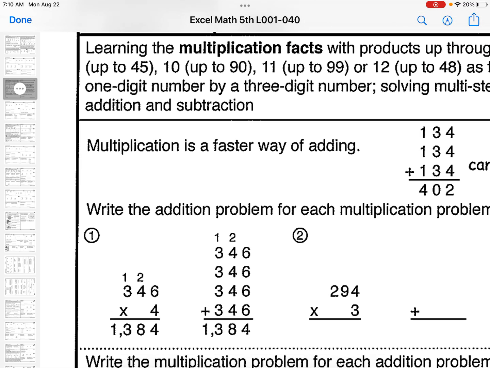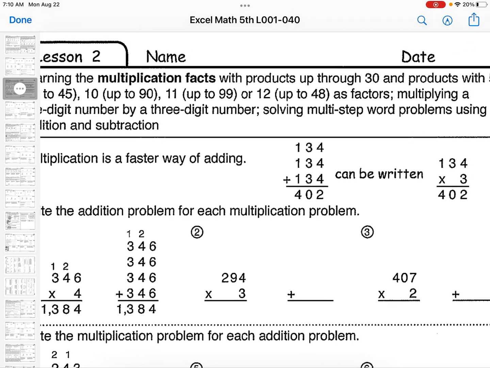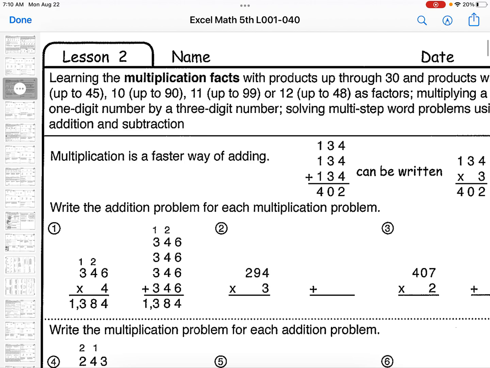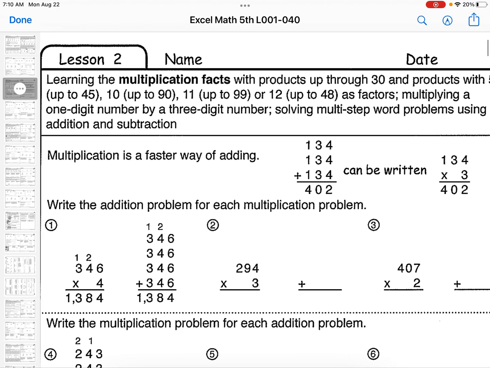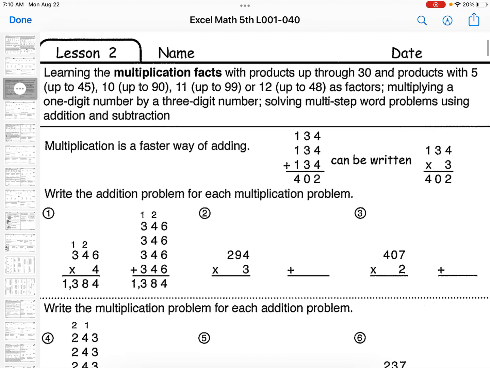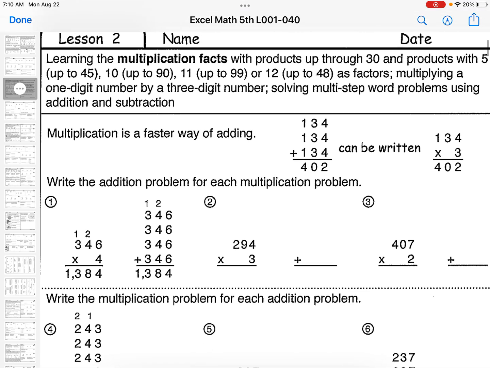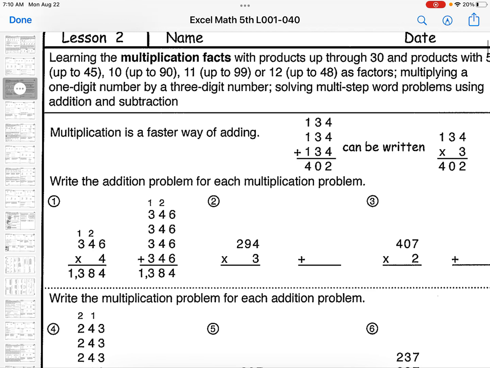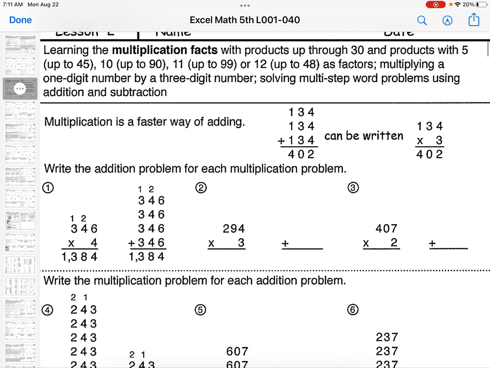Today, we're going to learn multiplication facts with products up through 30, and products with 5 up to 45, 10 up to 90, 11 up to 99, or 12 up to 48 as factors. Multiplying a one-digit number by a three-digit number and solving multi-step word problems using addition and subtraction. We're learning a lot, but this is supposed to all be review for you.